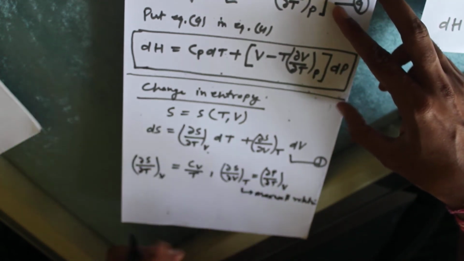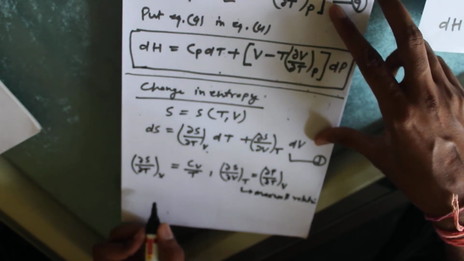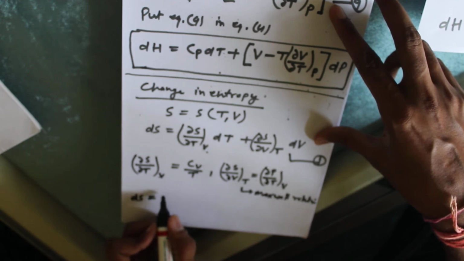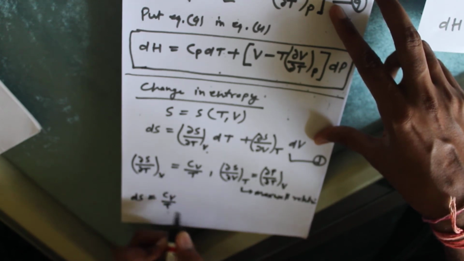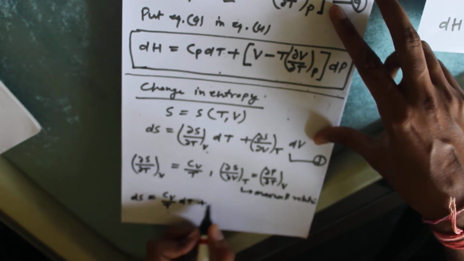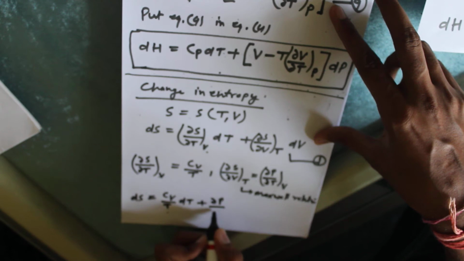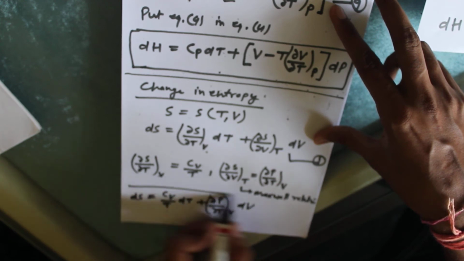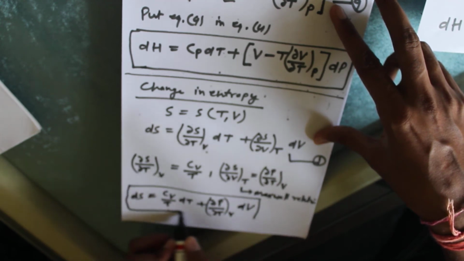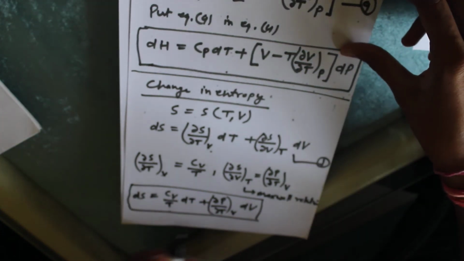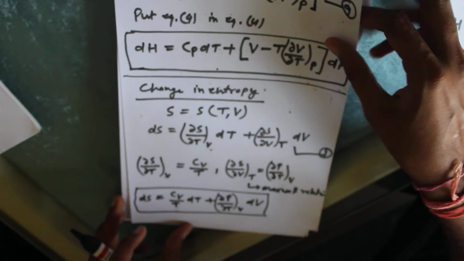So put this value in equation 1, then the change in entropy, dS, will be equal to Cv by T dT plus del P by del T at constant volume dV. So this is the required expression to calculate the entropy. Again, this has terms of temperature, pressure and volume only.